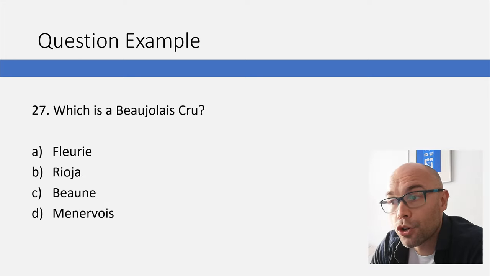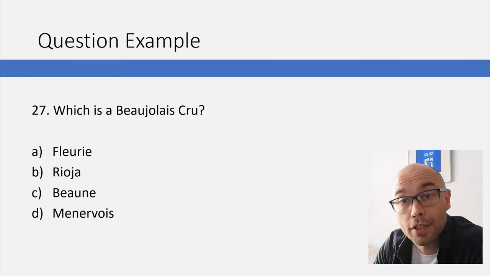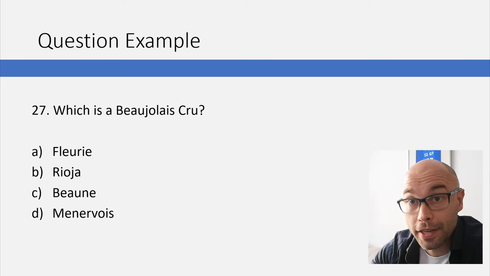Which is a Beaujolais Cru? Fleurie, Rioja, Beaune, Minervois. The correct answer is A, Fleurie.